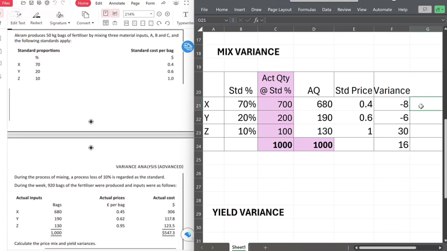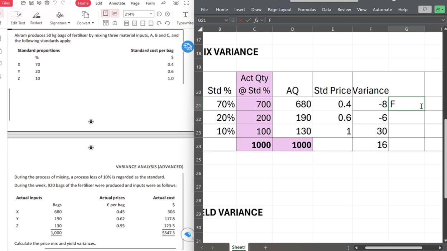We need to find out whether it's favorable or adverse. So for X, actual quantity is less than the standard, so that is favorable. We like that because we consumed less. The same thing for Y, we consume less, because the less we consume, normally the cheaper you will expect, right? However, for Z, it's adverse, right? And that is why the net will be 16 adverse, because the total consumption for Z has led to a huge adverse of 30. That is too big for the savings on X and Y to actually compensate for.